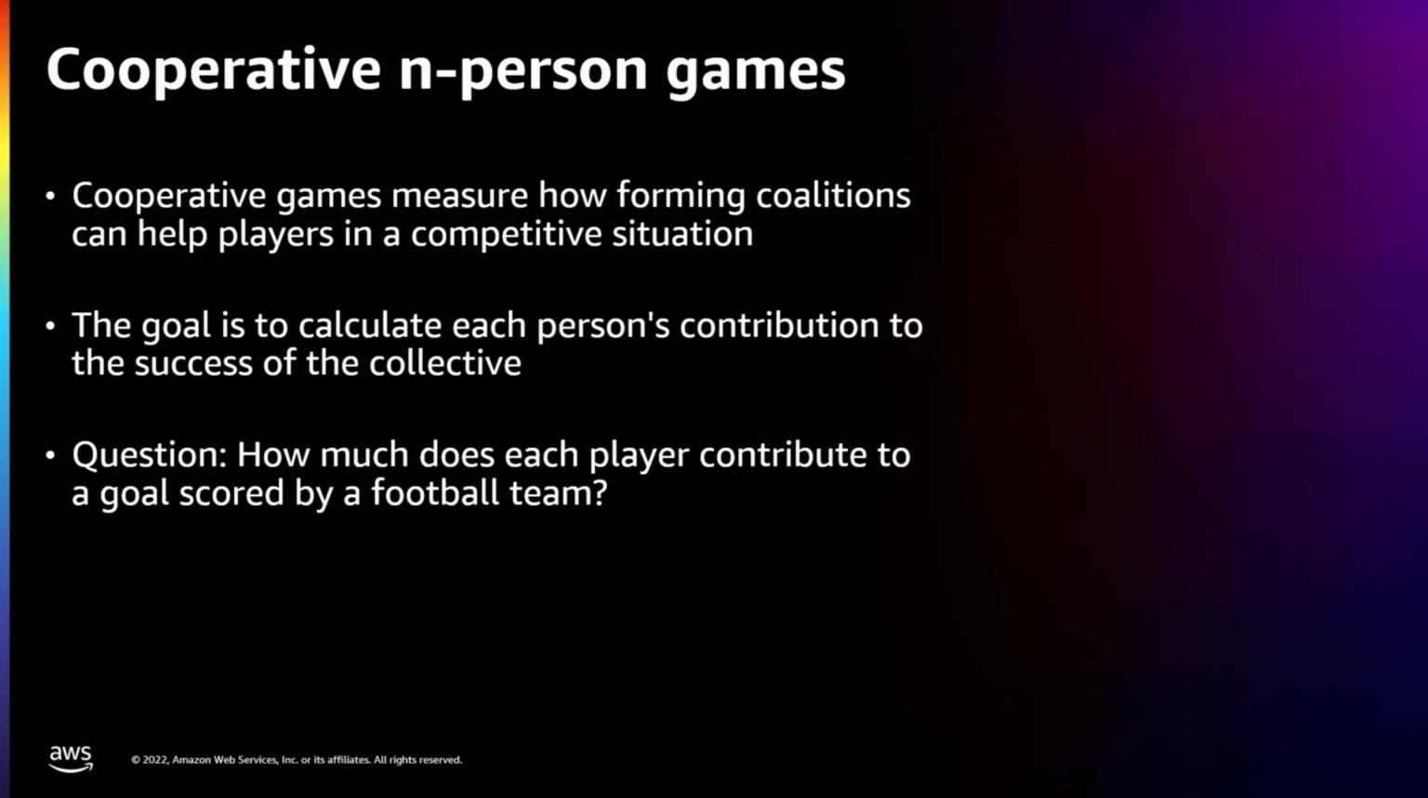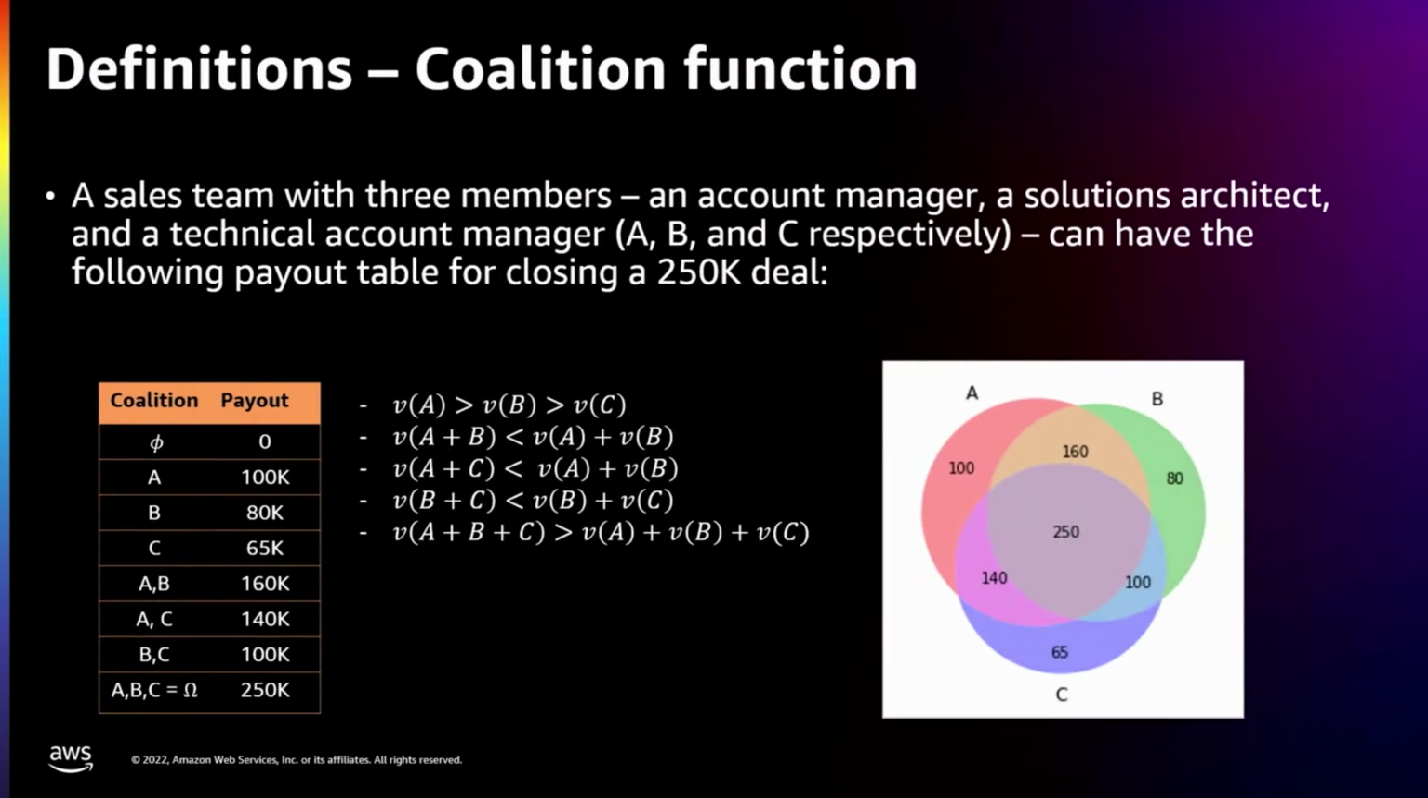So let's see how it works in an example. Here's another example: a team of salespeople. There's a salesperson, a solutions architect, and a technical account manager. They go into an account. If the salesman goes alone, he makes 100K, the solutions architect makes 80K, and the technical account manager makes 65K. If you create a coalition of two of them, A and B, they make 160, which is less than 180, so it's not a good coalition. That coalition needs to work on its teamwork.